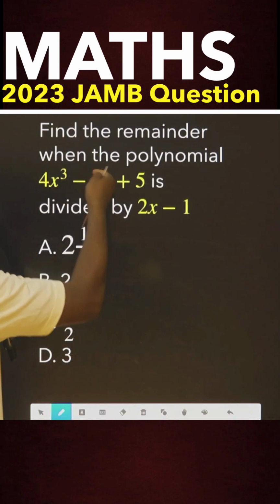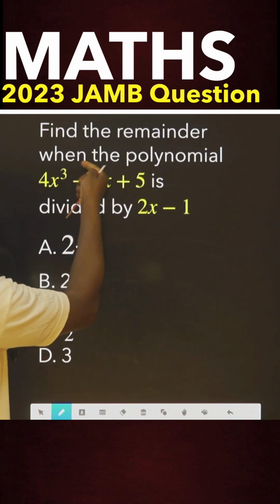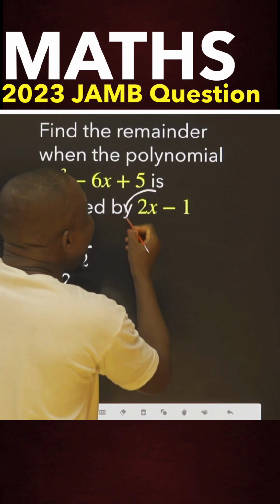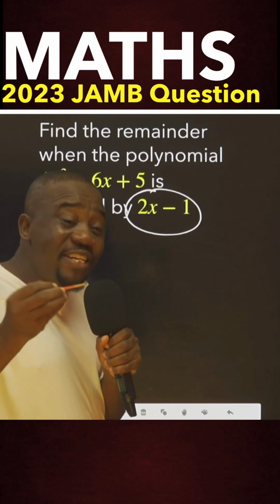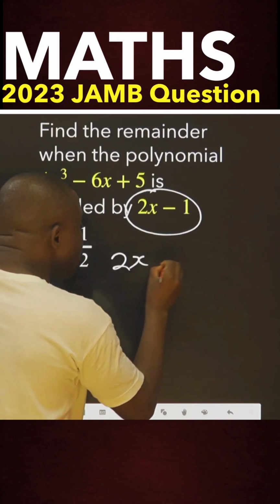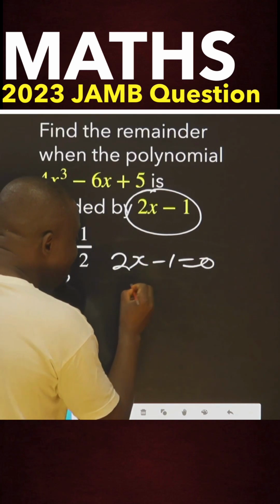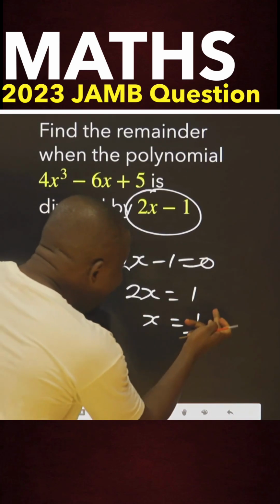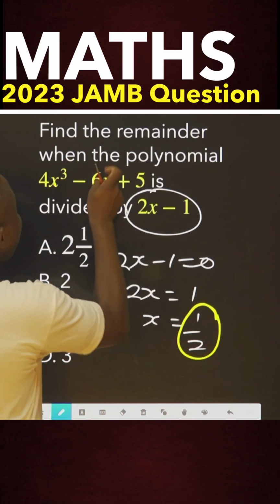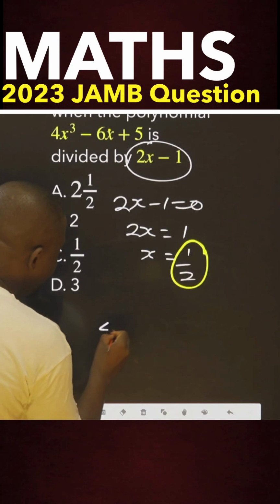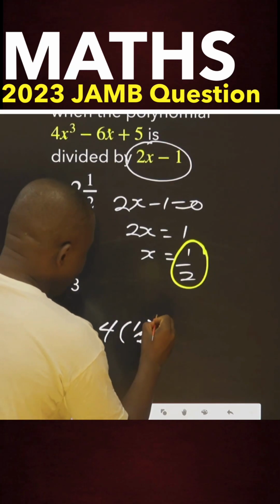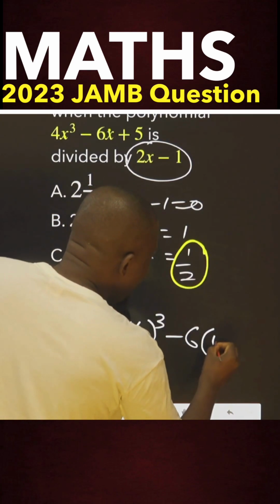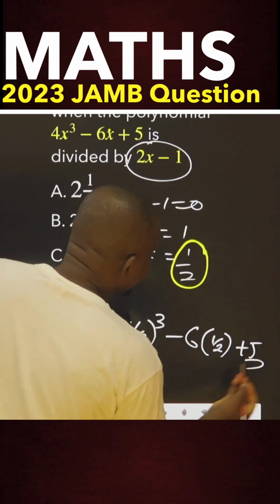They are telling you to find the remainder when this polynomial is divided by this. Very simple. It means this expression, which you are going to use as the divisor, you equate it to 0. To look for s, it means 2s is equal to 1, s equals 1 over 2. This value you get for s, substitute it in place of s here. 4 times 1 over 2 raised to power 3, minus 6 times 1 over 2, plus 5.